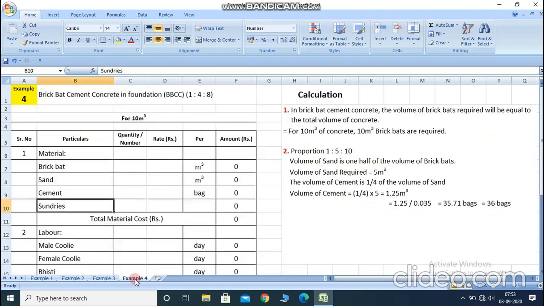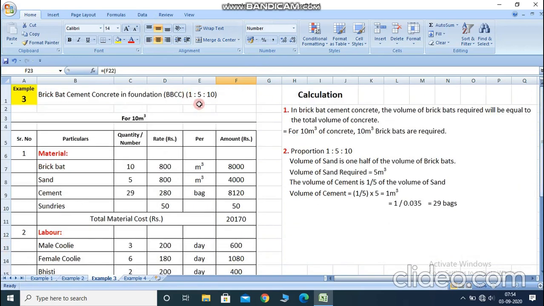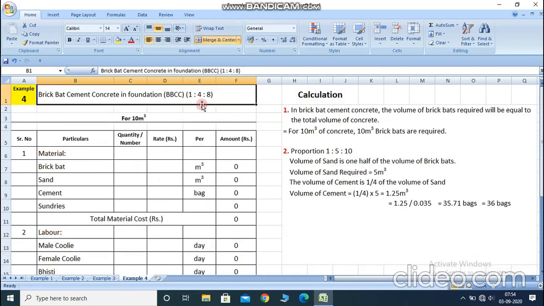Now next we start example number 4. In example number 4, here is brick bed cement concrete in a foundation, BBCC 1:4:8. We are finding out the total rate analysis for a particular item. So here the ratio is changed. The example looks the same. Here 1:5:10 was given earlier, or here 1:4:8 is given. The ratio looks similar, the example is the same but the ratio is changed.